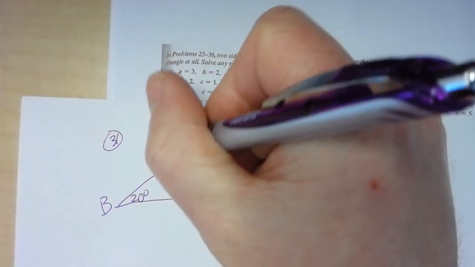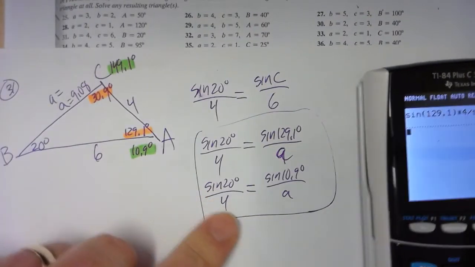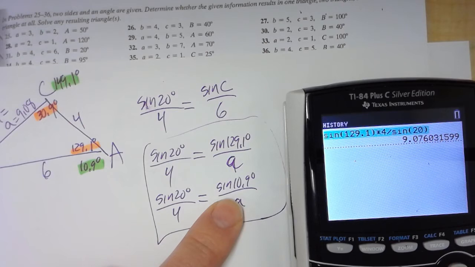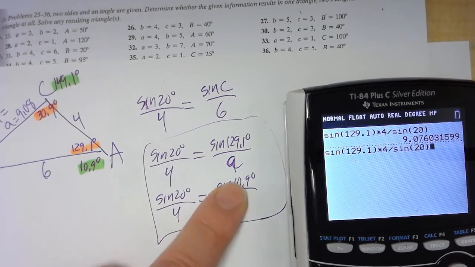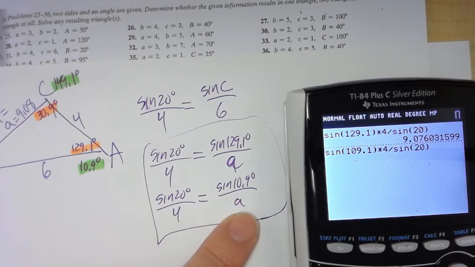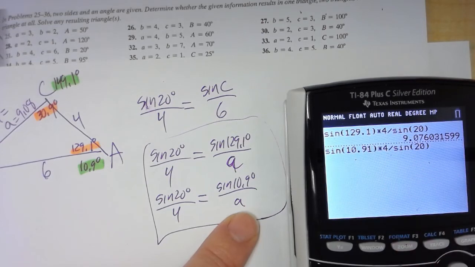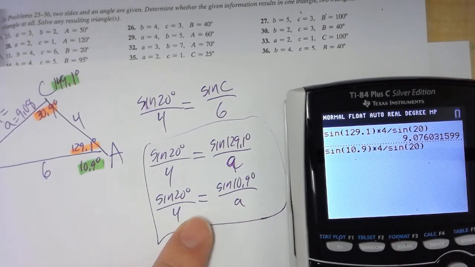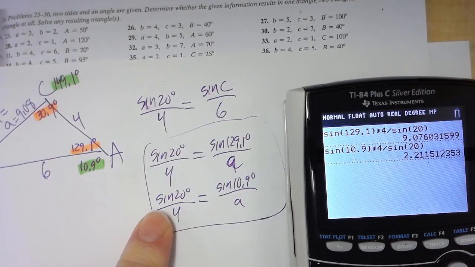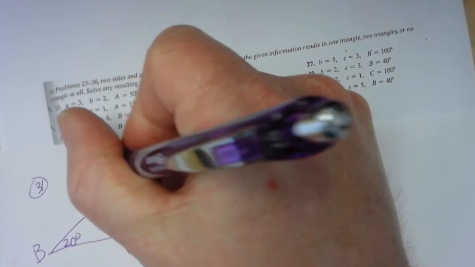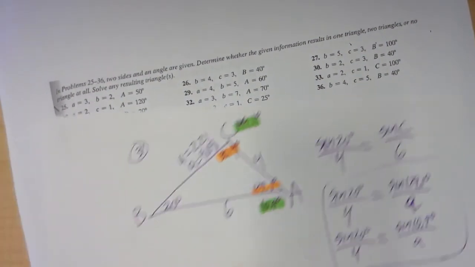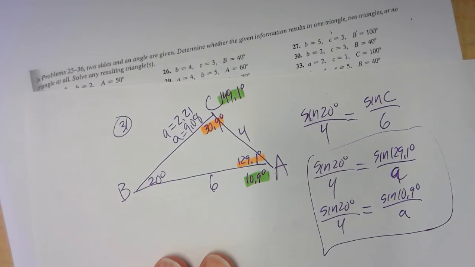Okay, the other answer for A would be solving the second one, which would be this times this divided by 20. So really, I can just go up in here and just change the angle, because it's this times 4 and then still dividing. So I just go in there, change that to 10.9, delete out the 1, times the 4, yes, 2.21. So those are the other lengths of the sides.